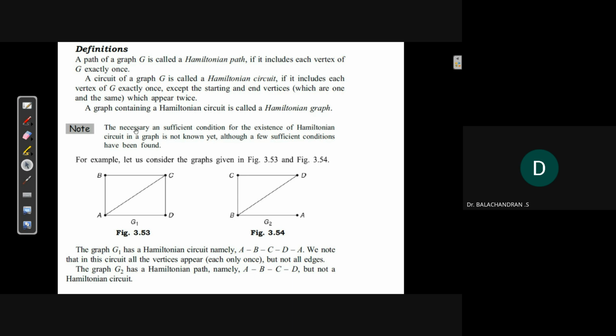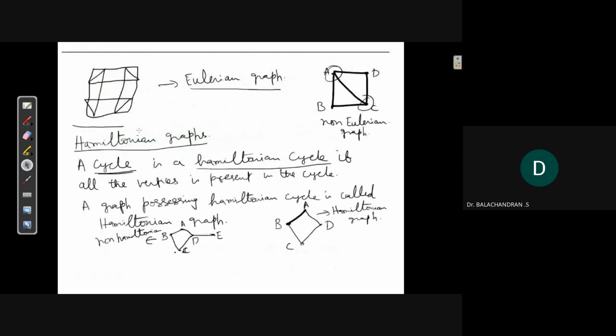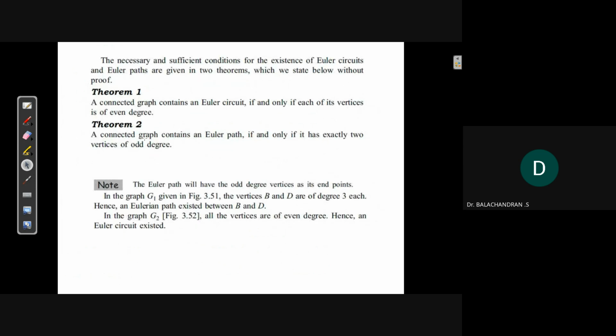Okay. So here, like in Eulerian circuit, what is the necessary and sufficient condition for the Eulerian? So here we studied the necessary and sufficient condition for the existence of Eulerian circuit or Eulerian path. A connected graph contains the Eulerian circuit if and only if each of its vertex degree is what?